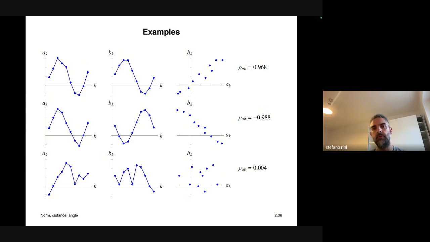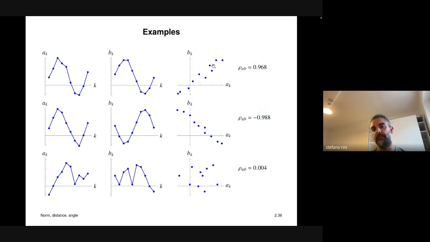Here we have a few examples of different data series, A and B, the values of A and B, and the corresponding correlation coefficient between A and B. You see here that A and B are very close, with the same trend, so the correlation is very high. Here they have an anti-trend: if one rises, the other falls, so the correlation is very close to -1. And here the two trends are not related, so you have an average value of 0.